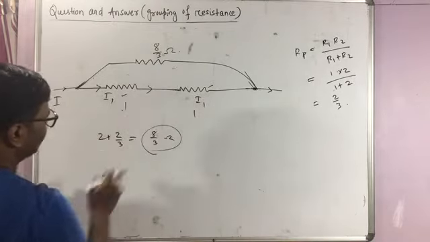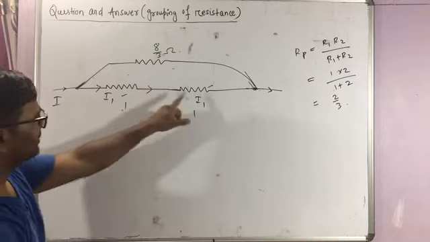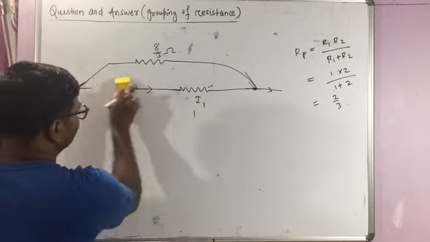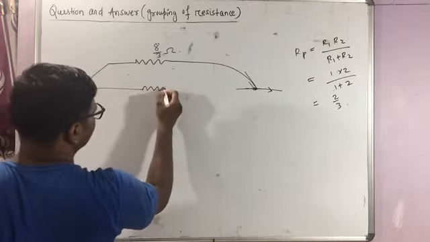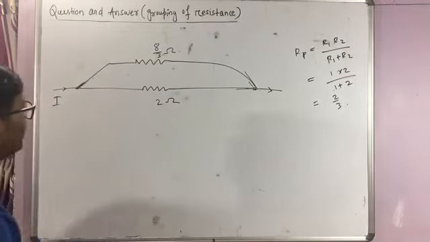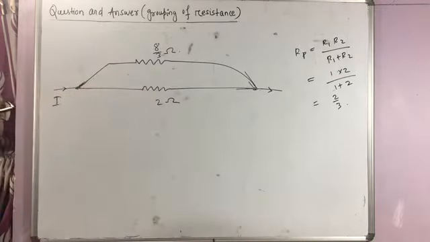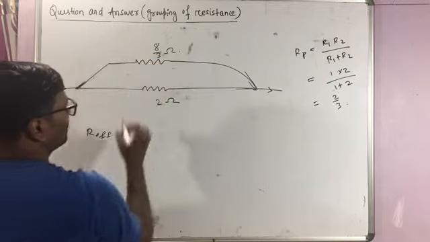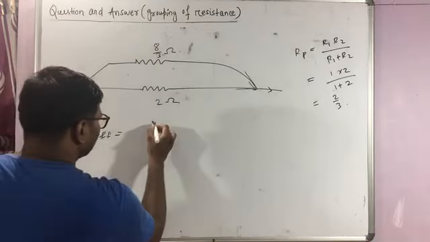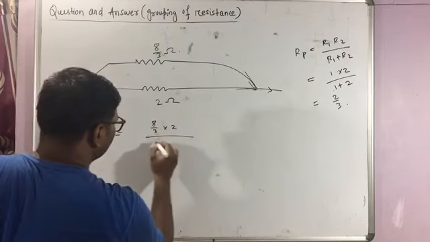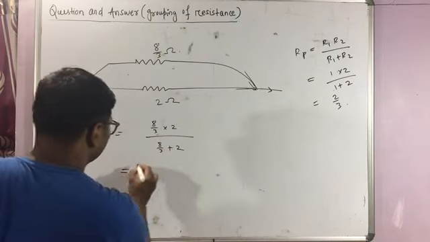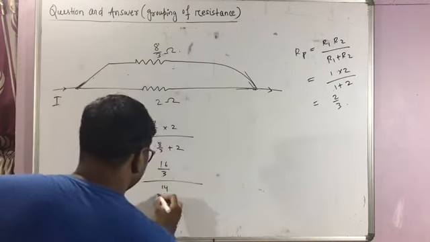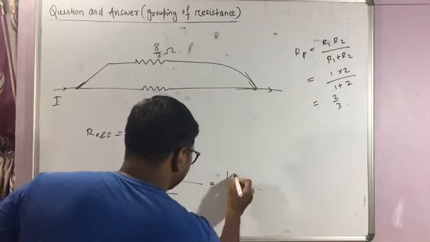Similarly, these two are in series, and you can replace these two resistors by a single resistor. This is 1 ohm and this is 1 ohm, so their effective will be 2 ohm. So I can replace this by a 2 ohm resistance. Now all of you see these two resistors are in parallel, so their effective resistance would be the final R effective, equal to that formula R1 R2 by R1 plus R2, which is 8 by 3 into 2 by 8 by 3 plus 2, which is 16 by 3 divided by 14 by 3, which means 16 by 14.